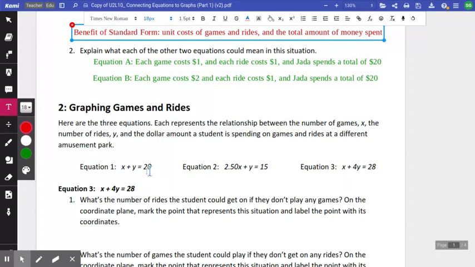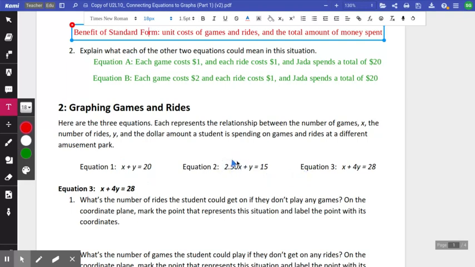Well, notice equation 1 is one of the equations we had earlier. That was equation A from earlier. So this equation is telling me each game costs $1, each ride costs $1, and that student is spending a total of $20. Equations number 2 and 3 are different, but that description is going to sound really similar.